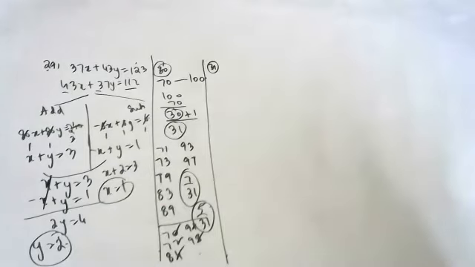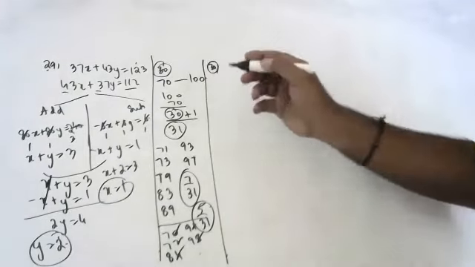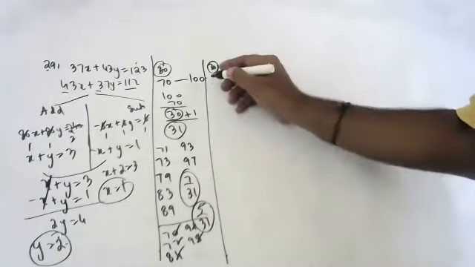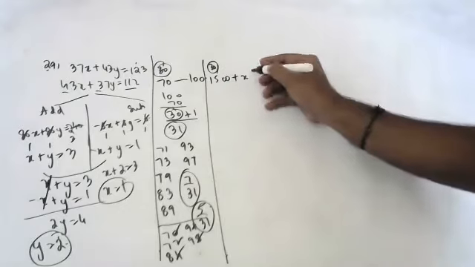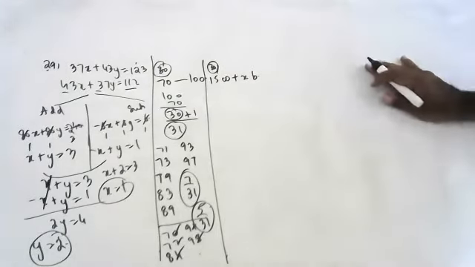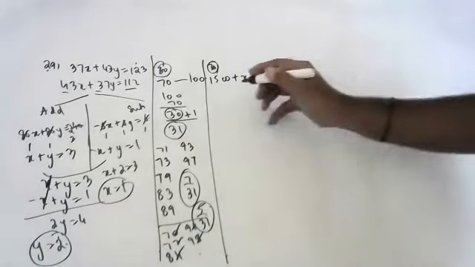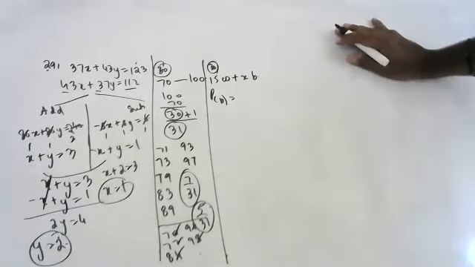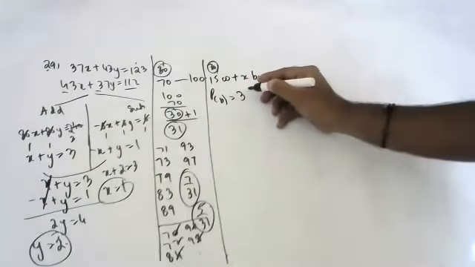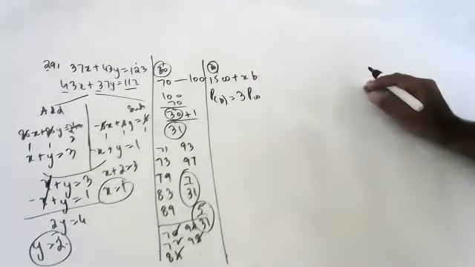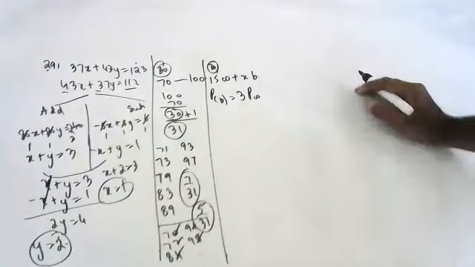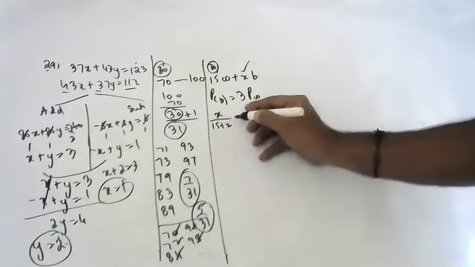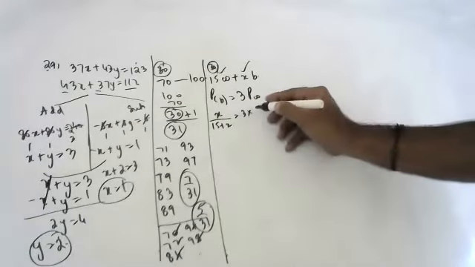Next is another 30th question: a bag contains 15 white and some black balls. If the probability of drawing a black ball is thrice the probability of drawing a white ball, find the number of black balls in the bag. So children, what is the probability of black? x by 15 plus x. What is the probability of a white ball? 15 by 15 plus x.